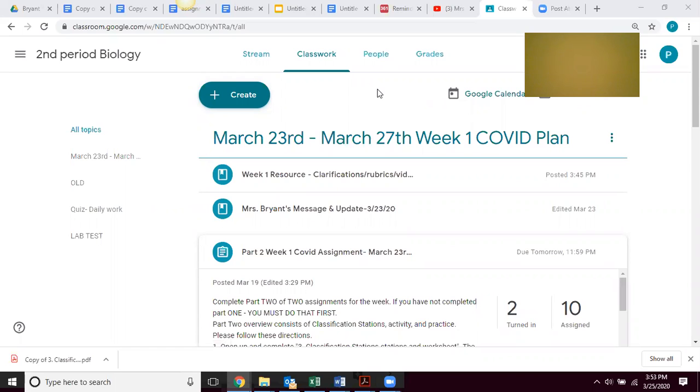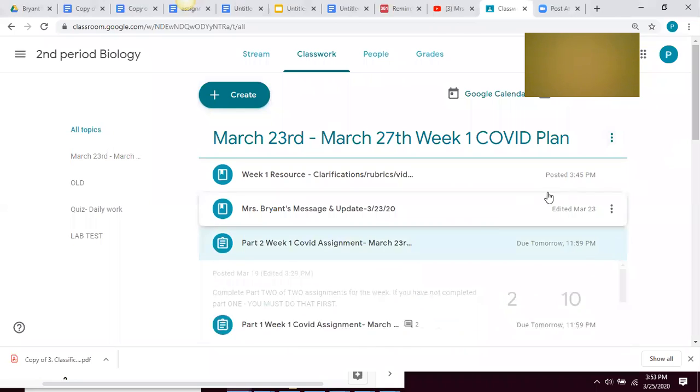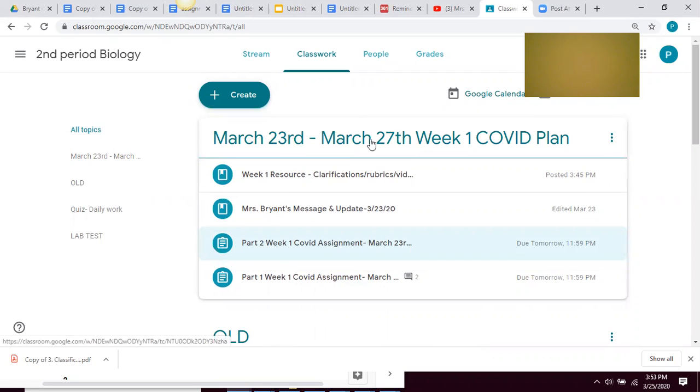When you're on your Google Classroom, I think you should maybe just ignore that stream tab and make sure at the top that it says classwork, and that's where you're actually looking at your classwork or your assignments. You can kind of tell from here, which may not be your class period, but these are the options you should have under your March 23rd through March 27th COVID plan.